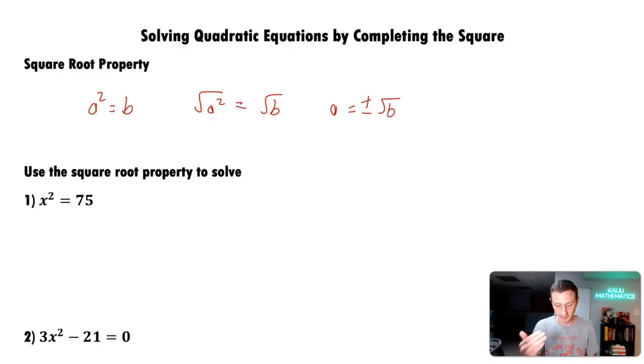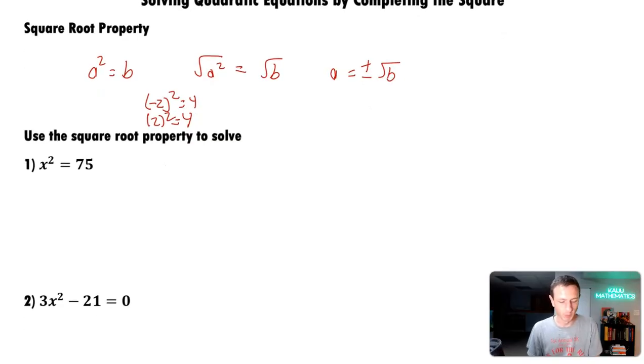And it has to be positive and negative because if you have negative 2 squared, that's positive 4, and positive 2 squared is also positive 4. So you want to account for both the positive and negative. So that's why when you have a squared, you set it equal to a equals plus and minus the square root of b. So example 1, x squared equals 75.